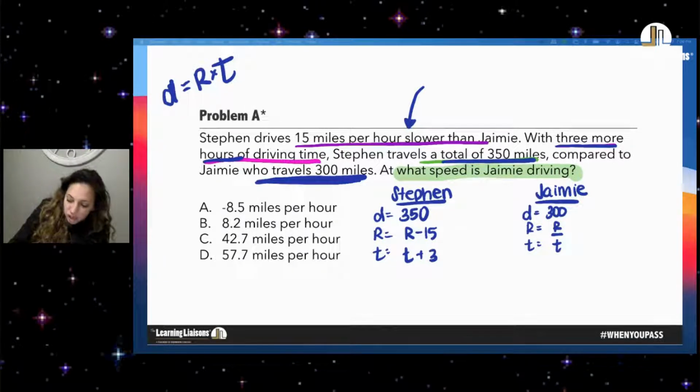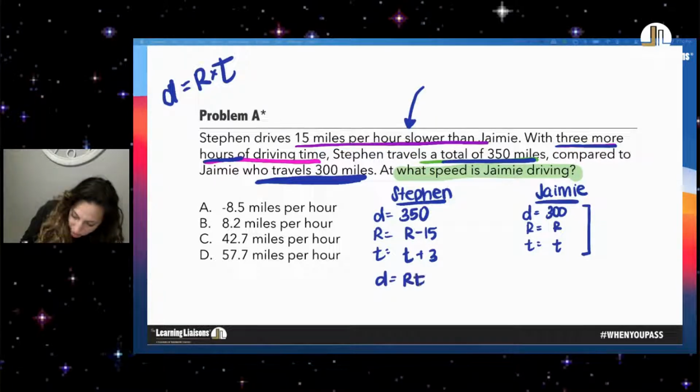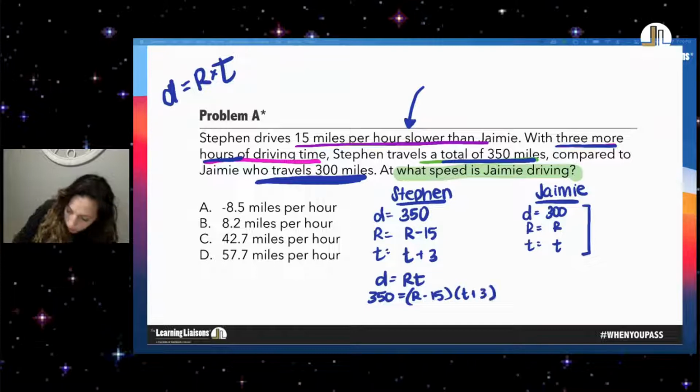So we have Jamie as 300, rate and time, and then Stephen's rate and time are dependent upon Jamie's. His rate is 15 miles less than Jamie, and his time is 3 more hours than Jamie. So let's go ahead and write our distance equals rate times time. 350 equals rate times time. And then over here, we have distance equals rate times time.